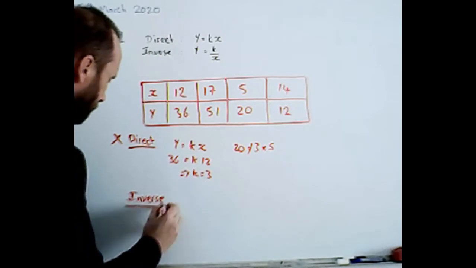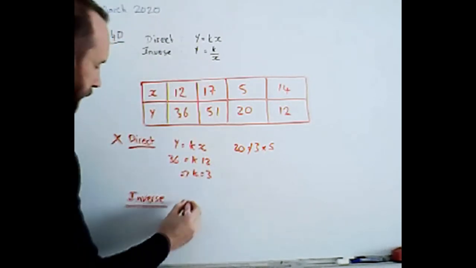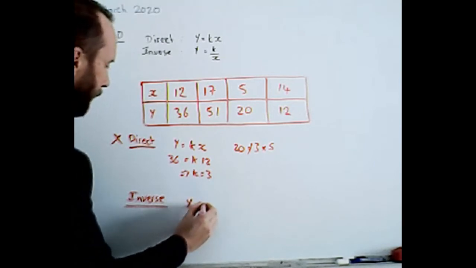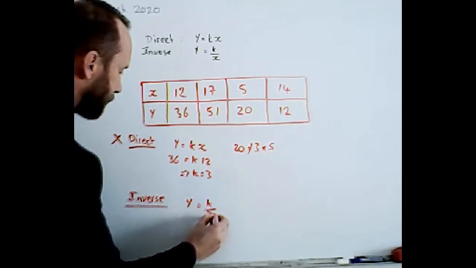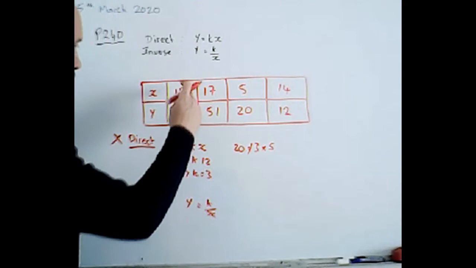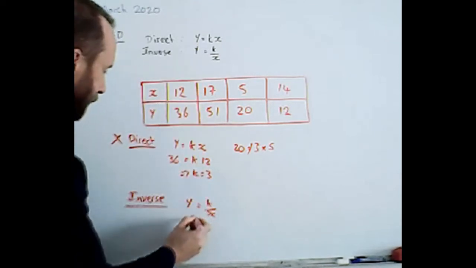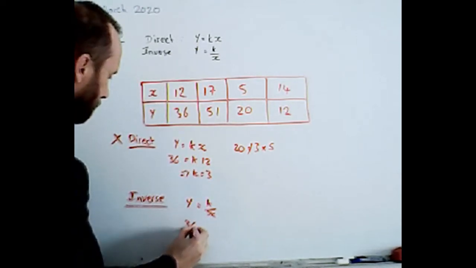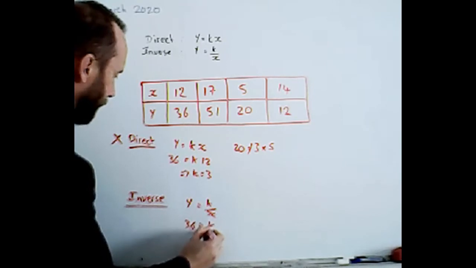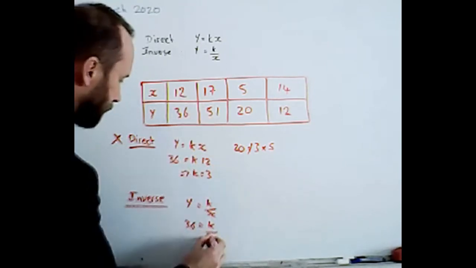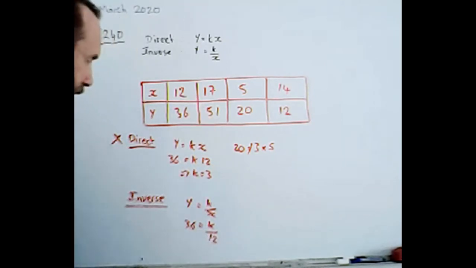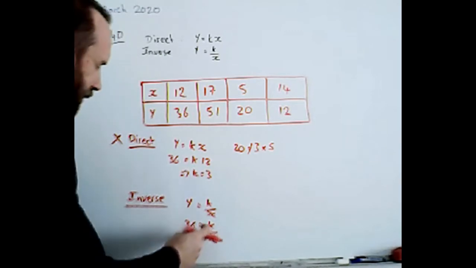If it's inversely proportional, then this formula should work: y equals k over x. Again, working through, in this case, we'll do the same one, it doesn't matter. 36 equals k over 12. Oh goodness me, I shouldn't have done that one, should I? So what does k equal in this case?